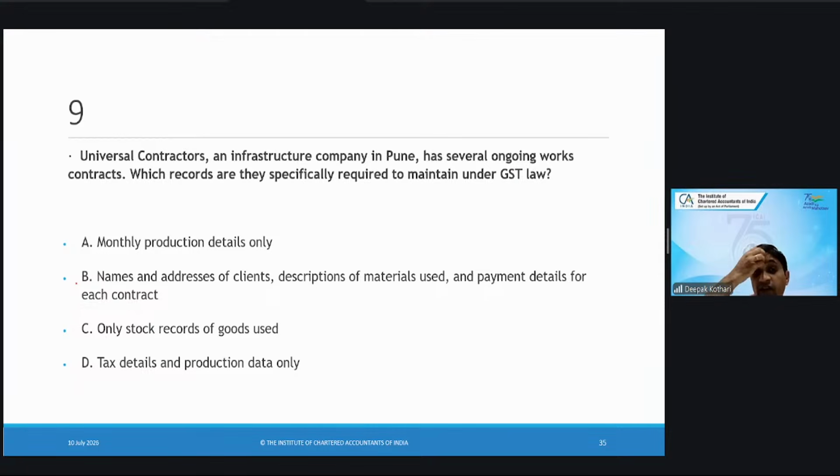Till now, I'm seeing that everyone is giving the correct answer. There have been meager wrong answers. So it means that this chapter, without reading, without explaining, also you're able to understand and give the correct answers. Correct. The answer is B. Names and address of the clients, description of material used, and payment details for each contract. This is required for a works contractor.